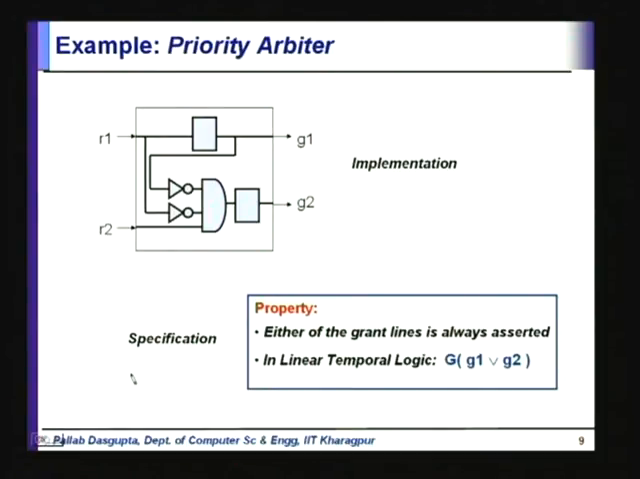Let us go through this whole thing using one example, then we will go into the detailed methods. So, here is a priority arbiter and the implementation is given here, and we have the property which says either of the grant lines is always asserted. So, one of the grant lines should always be asserted, and in linear temporal logic we express that as G (G1 or G2). Now, first before we go into the actual model checking, just look at the circuit and tell me whether it is satisfied or not.